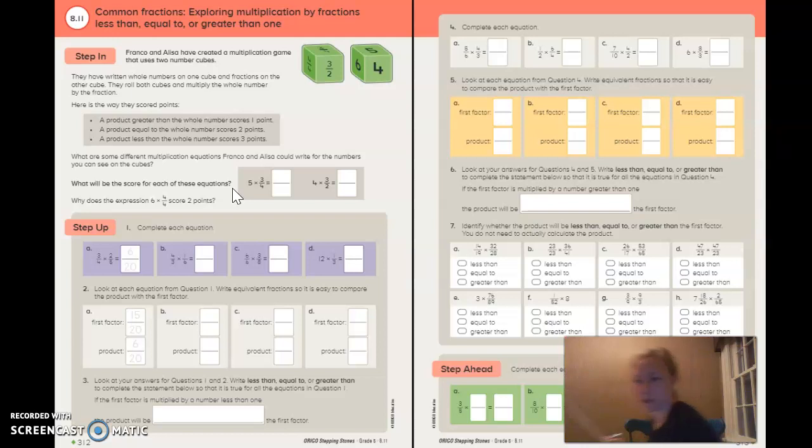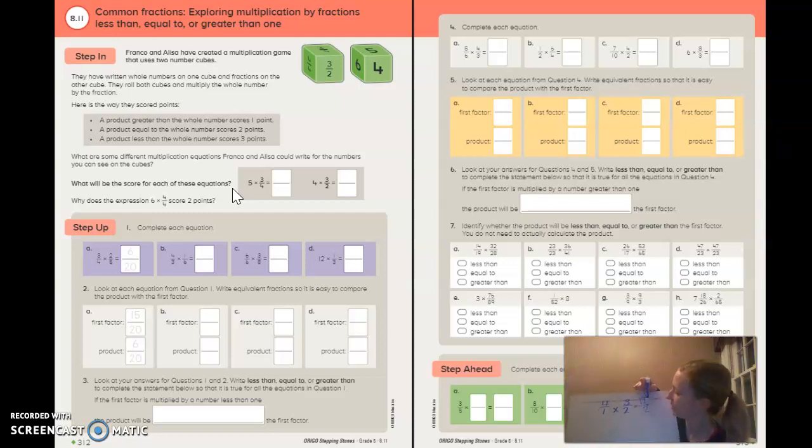Okay? Let's try the next one. Looks like we're multiplying 4 by 3 over 2. In this case, our whole number is 4. Now, in order to multiply straight across, I need to put that into fraction form, so I put that over 1. That's just saying I have 4 ones. Now I'm able to multiply straight across. 4 times 3 is 12, and 1 times 2 is 2.